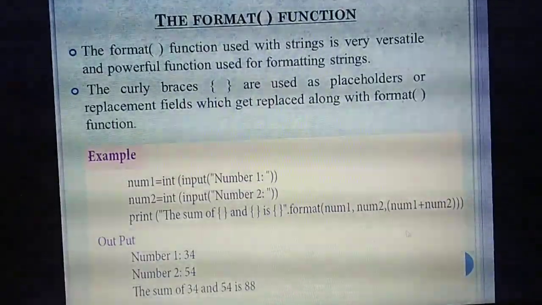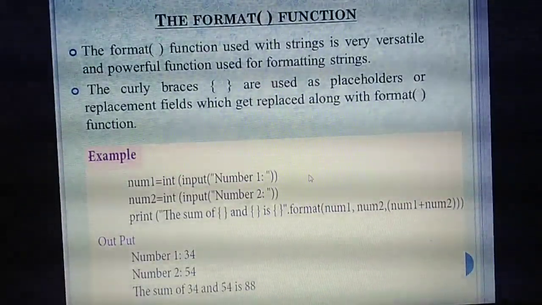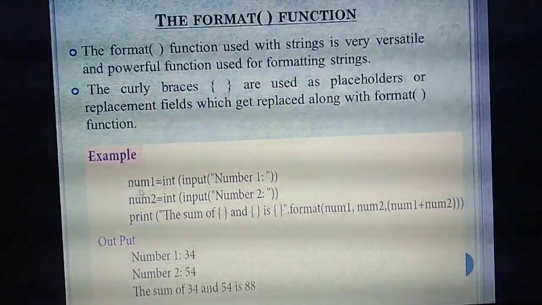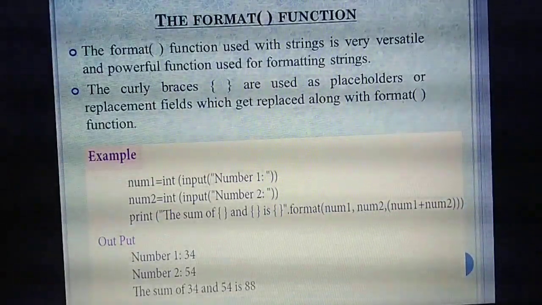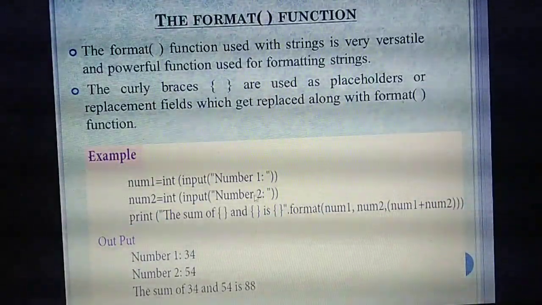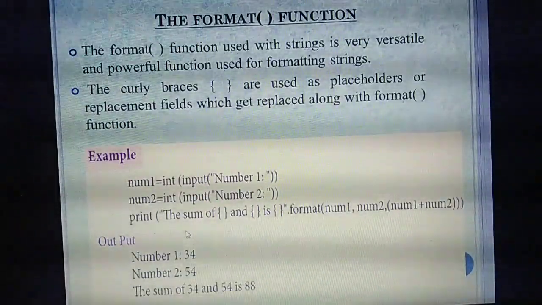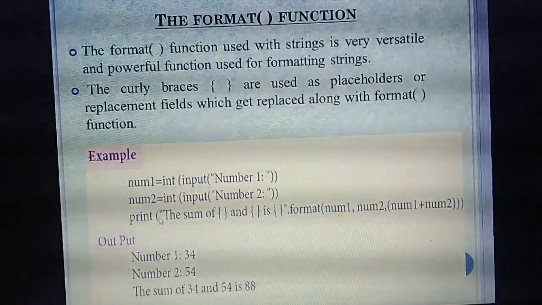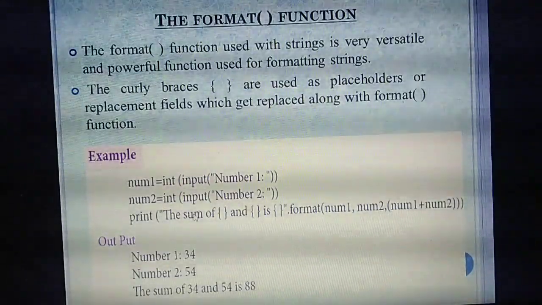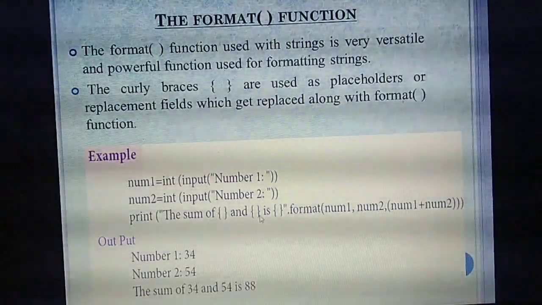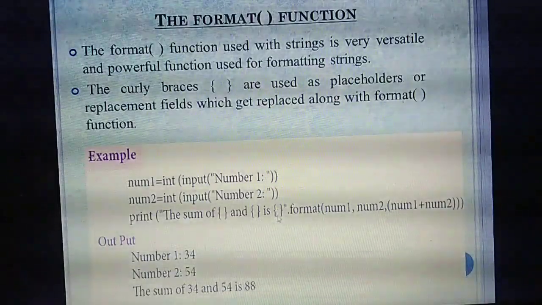placeholders. Okay. Understand this program? So you are going to add 2 numbers. For that, 2 variables you are declaring, num1 and num2. In the first variable you are entering the first number, in the second variable you are entering the second number. Then you are giving the format function. So in the format function, inside the print statement, you are giving the sum of 2 numbers, number 1 and number 2, and storing the result in the third variable.